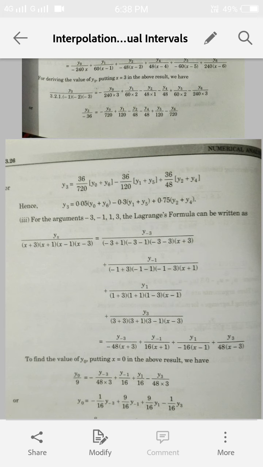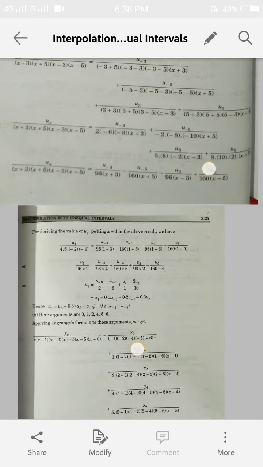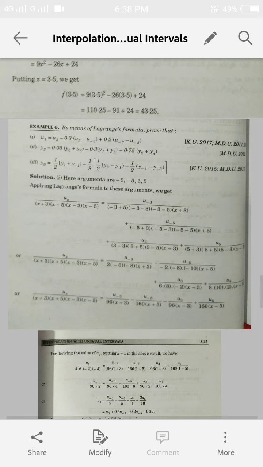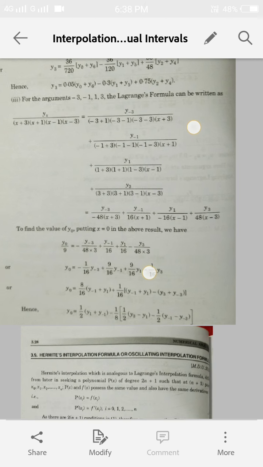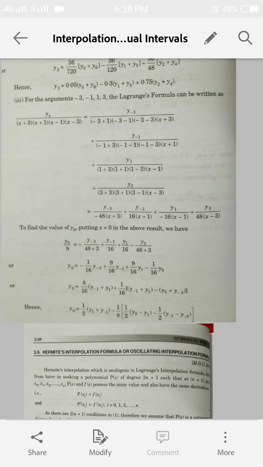And in the third part also, first of all, look what arguments we will use. Minus 1, 1, minus 3 and 3, and we are to find the value at x equal to 0. So this is our Lagrange's interpolation formula. It is the second form of it. Now substitute x equal to 0 in this result. We find the desired value. So in this way, we can solve a problem by using Lagrange's interpolation formula.